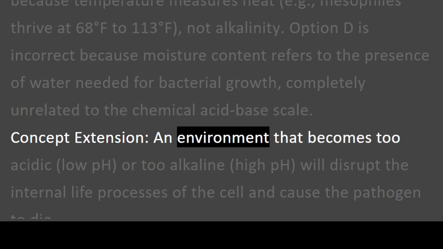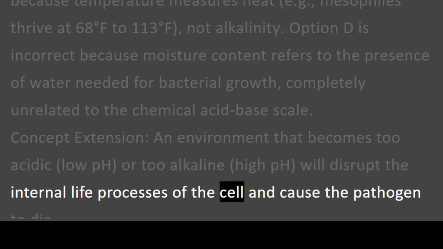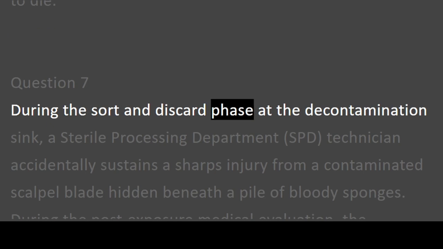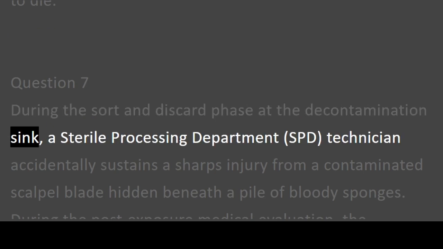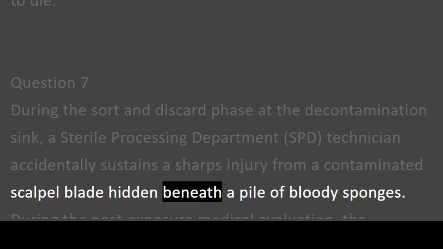Concept extension. An environment that becomes too acidic, low pH, or too alkaline, high pH, will disrupt the internal life processes of the cell and cause the pathogen to die. Question 7. During the sort and discard phase at the decontamination sink, a sterile processing department, SPD, technician accidentally sustains a sharp injury from a contaminated scalpel blade hidden beneath a pile of bloody sponges.